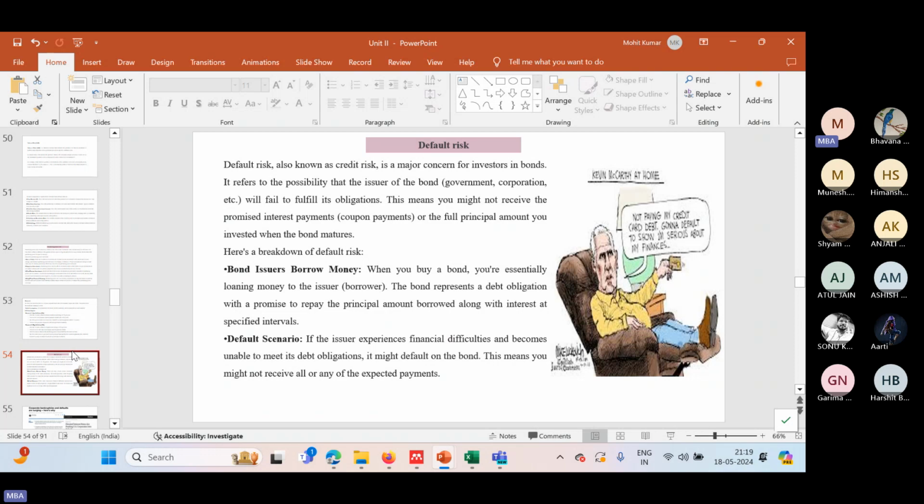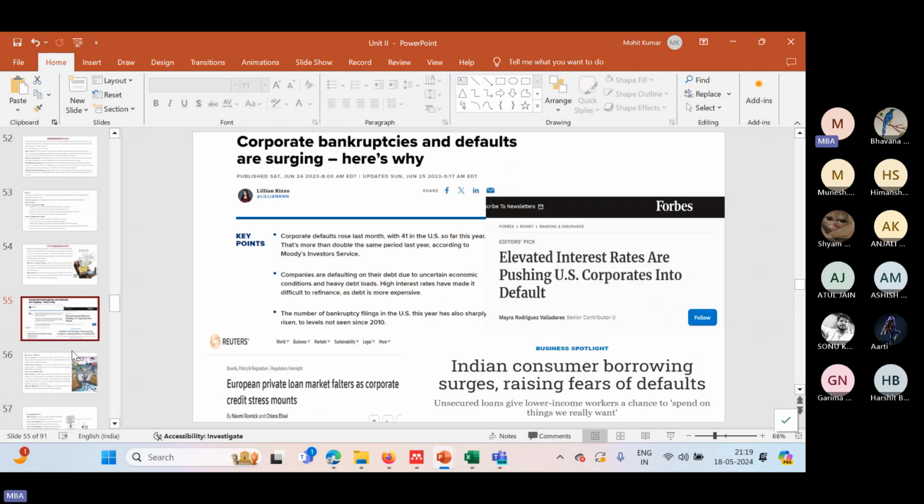Nowadays they are putting in some restrictions, and regulations are a bit stricter to identify who are willful defaulters and how to control them. These were the newspaper articles I mentioned: how Indian consumer borrowing is surging, so in case it is increasing, the default risk also increases. How interest rates are pushing US corporates into default, and in China. Please try to read them whenever you get extra time.